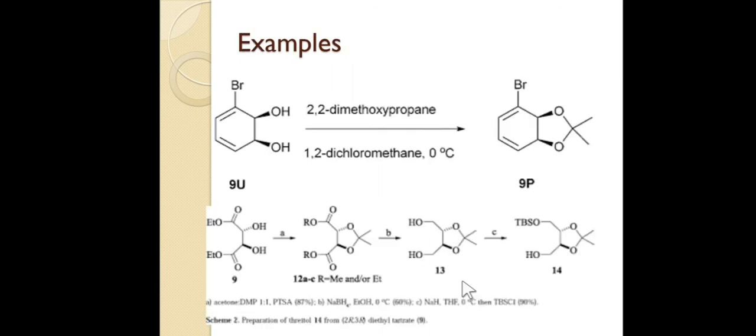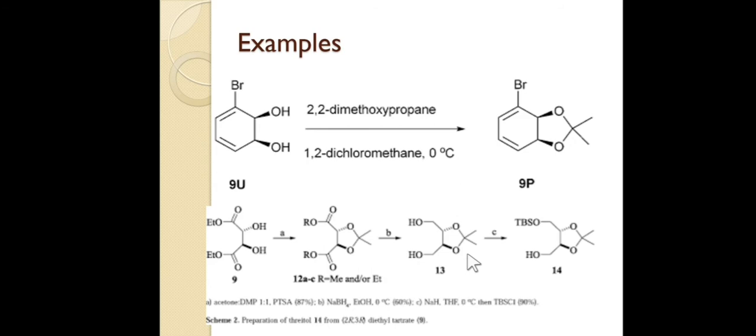So there are some examples for the protection. Most of the time cis diols get protected with the help of dimethyl acetal. So cis diols are protected in presence of 2,2-dimethoxypropane, as we already discussed, and we get this final product. These two OH groups are also protected in presence of acetone and PTSA. PTSA is paratoluenesulfonic acid, and we get this protection. Further reactions are carried out on this protected diol. So this is how 1,2 diols are protected.